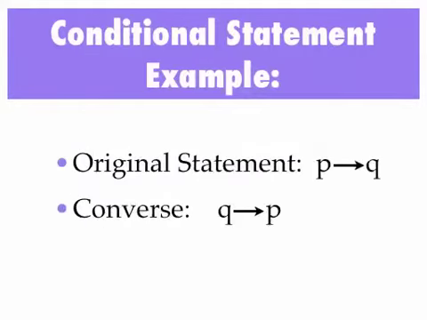The original conditional statement would be notated as P arrow Q, or P implies that Q. And the converse, remember the converse is when you switch the hypothesis and the conclusion, so it would be Q arrow P, or Q implies that P.